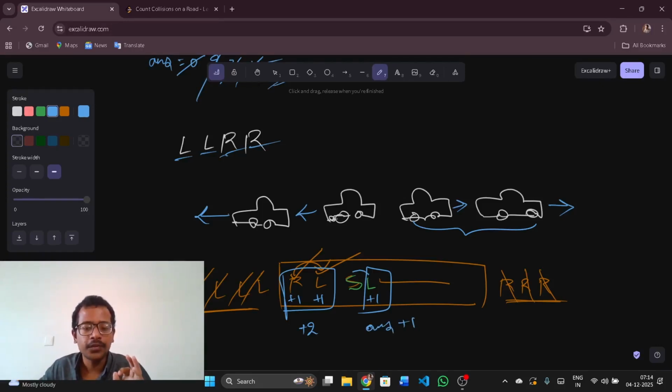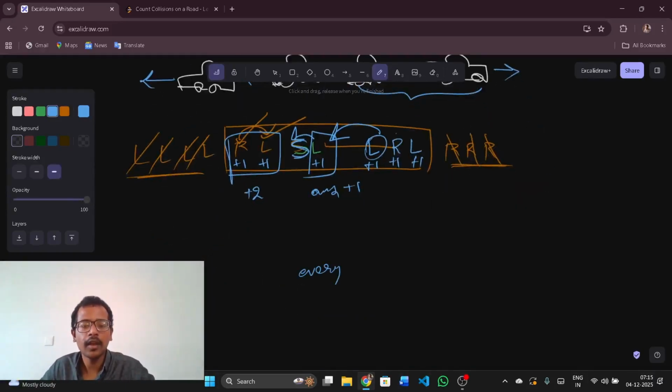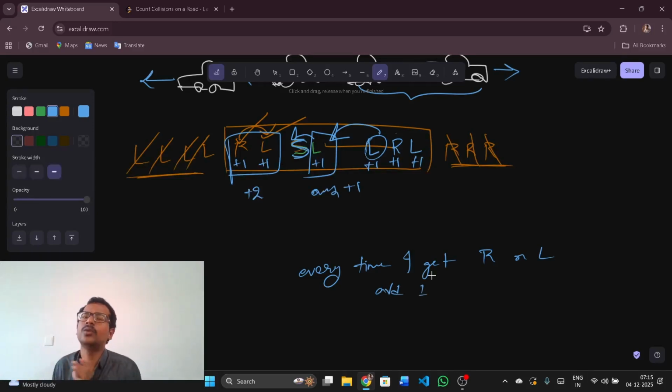Now this car will collide with S. That's it. Now there is another left that will collide with this one. There is another right and then left. There is an L, this will add one. There is an L, this will add one. Every time I get R or L, add 1. No need to do anything about the stationary car.